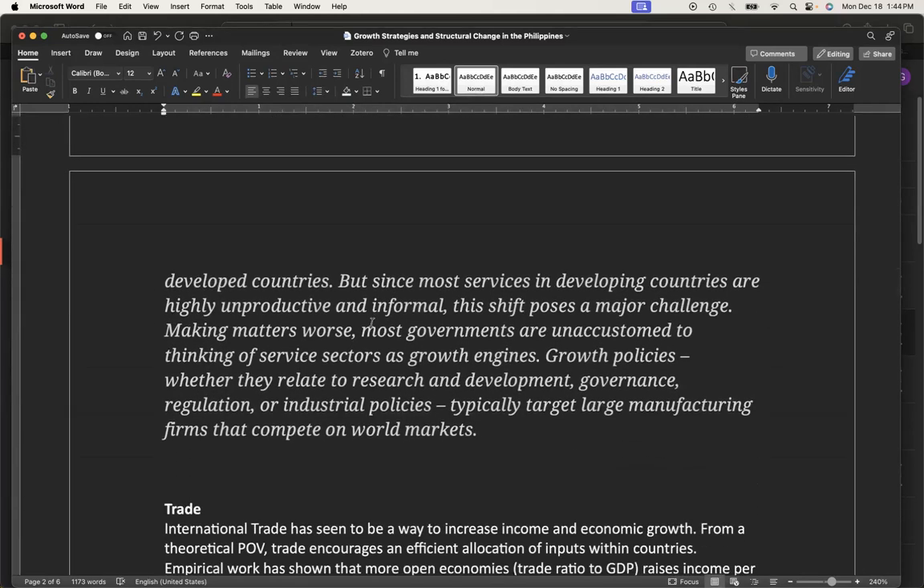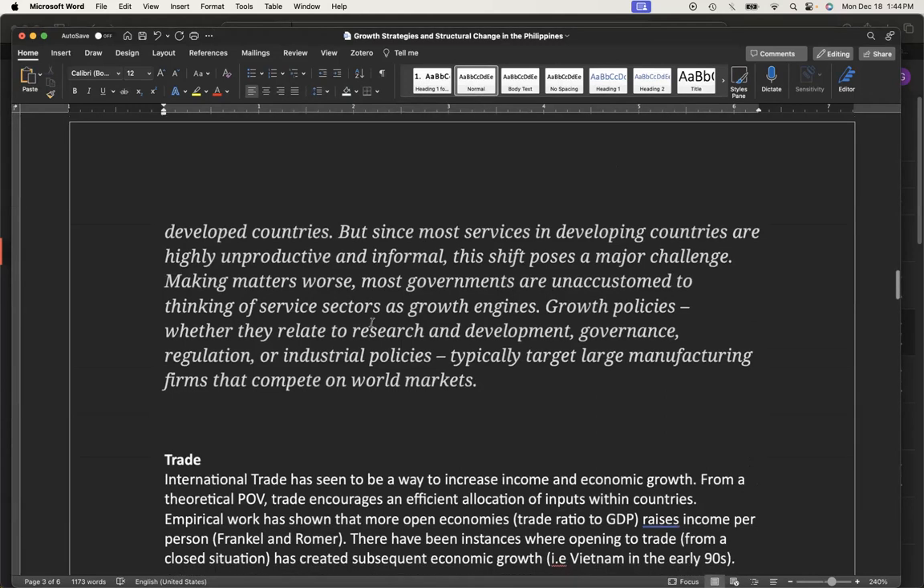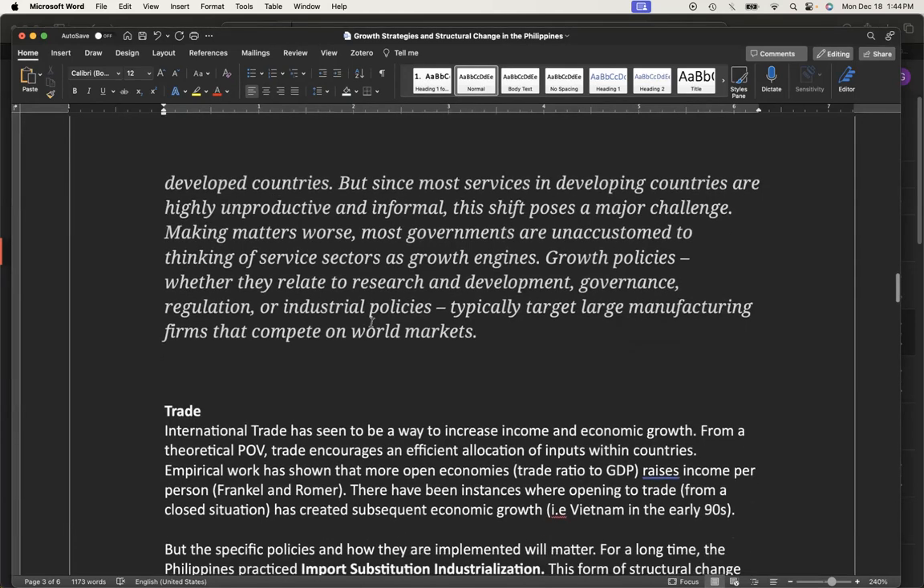Since most services in developing countries, the Philippines included, are highly unproductive and informal, this shift poses a major challenge. Making matters worse, most governments are unaccustomed to thinking of service sectors as growth engines. Growth policies, whether they relate to research and development, governance, or industrial policies, typically target these large manufacturing firms that compete in world markets, precisely because of the structural change history that happened in the 60s and the 70s, which really had manufacturing as that engine that had higher productivity, higher wages, and was able to absorb a lot of the surplus labor from agriculture.